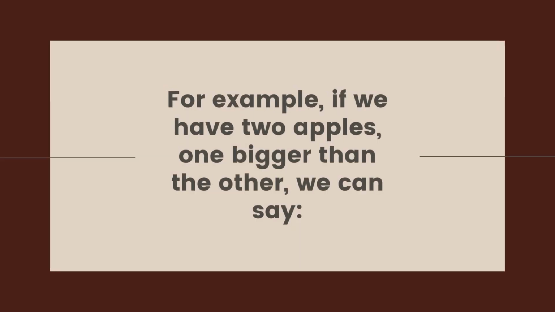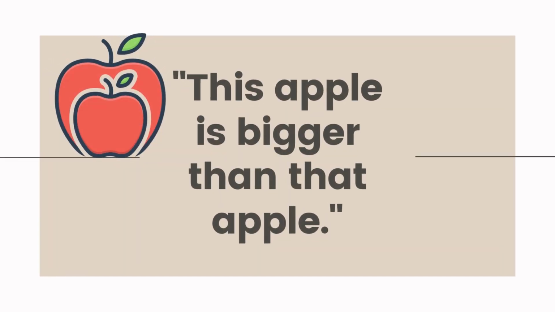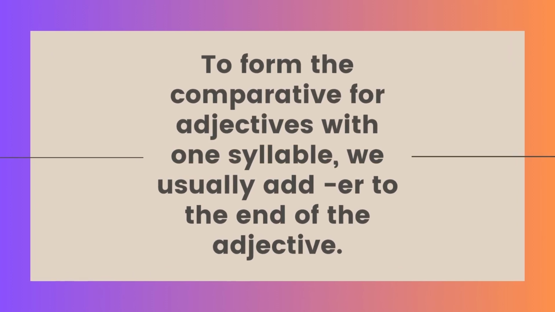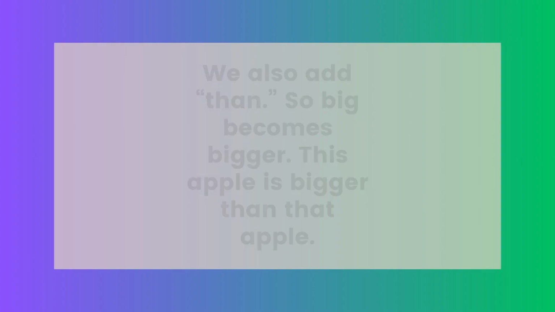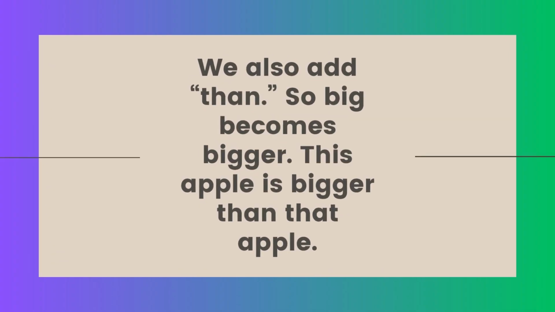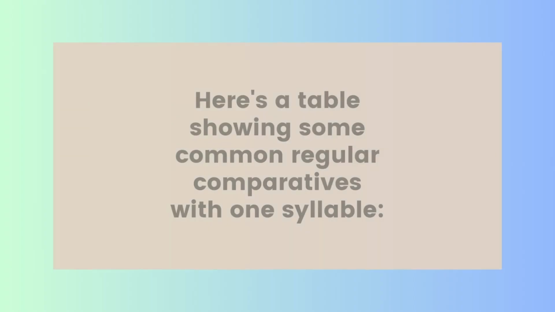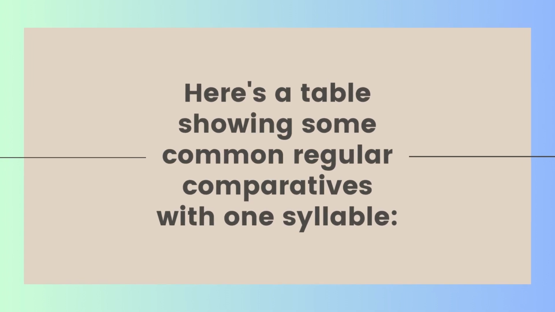For example, if we have two apples, one bigger than the other, we can say, this apple is bigger than that apple. To form the comparative for adjectives with one syllable, we usually add er to the end of the adjective. We can also add than. So big becomes bigger. This apple is bigger than that apple. Here's a table showing some common, regular comparatives with one syllable.